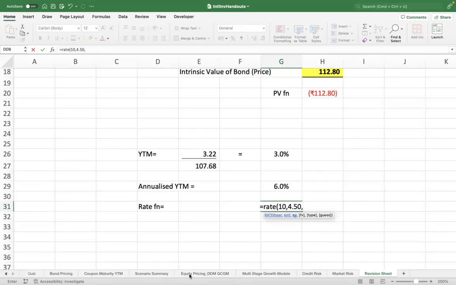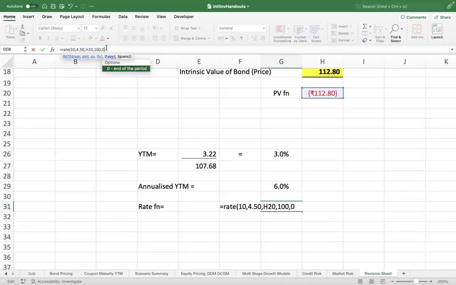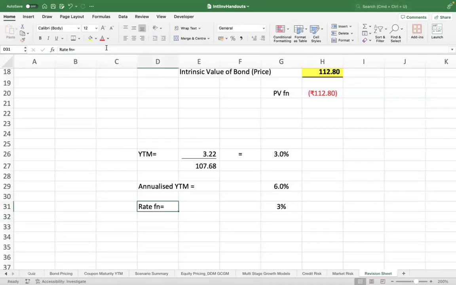What is the present value of the bond, which is your price? So I will write here as minus 112.8. What is the future value of the bond? I'm going to write as 100. Type is 0. And I will get the same yield, which is 3% on a semi-annualized basis. So how do you annualize it? Just multiply it by 2. So you will again get 6% yield to maturity.